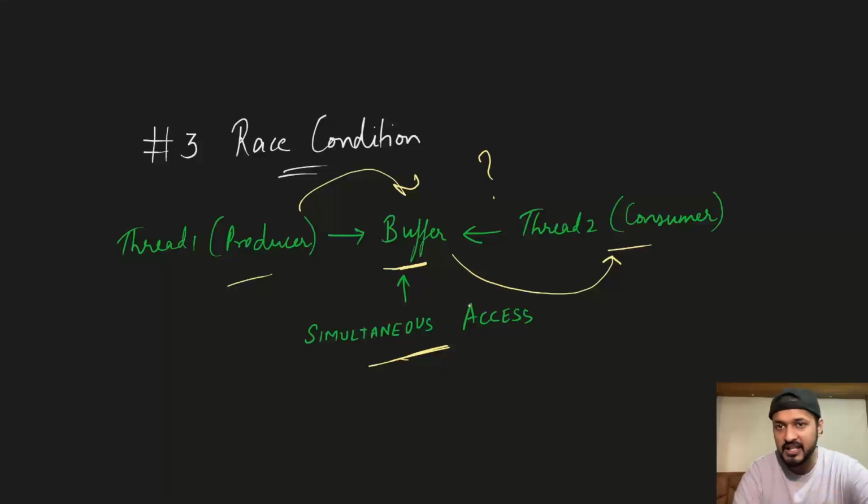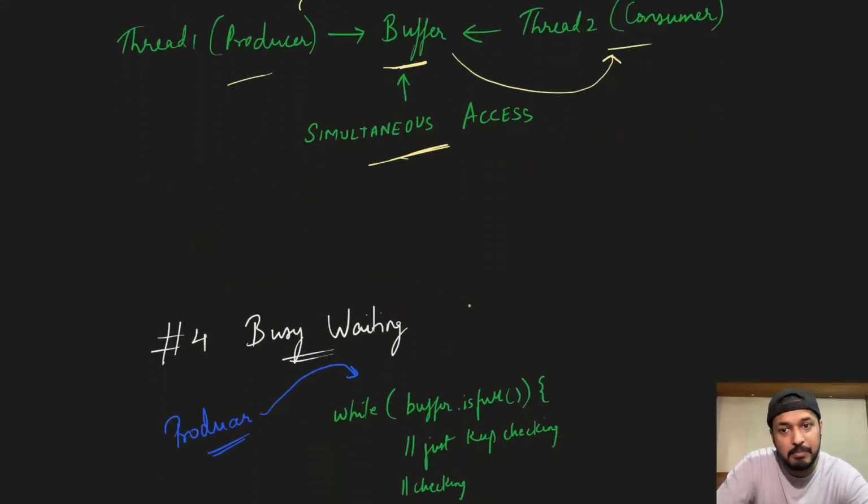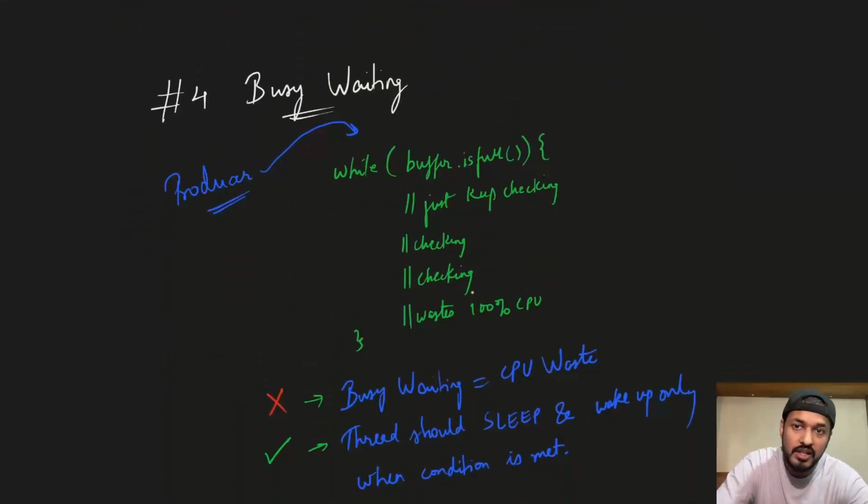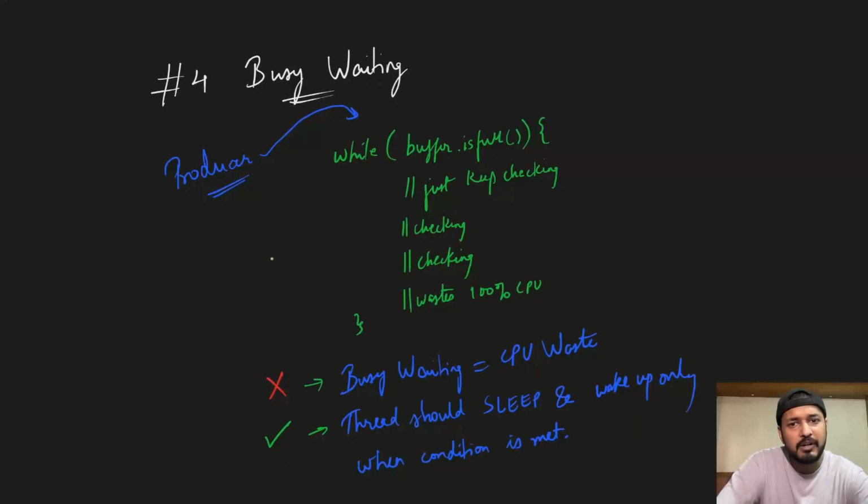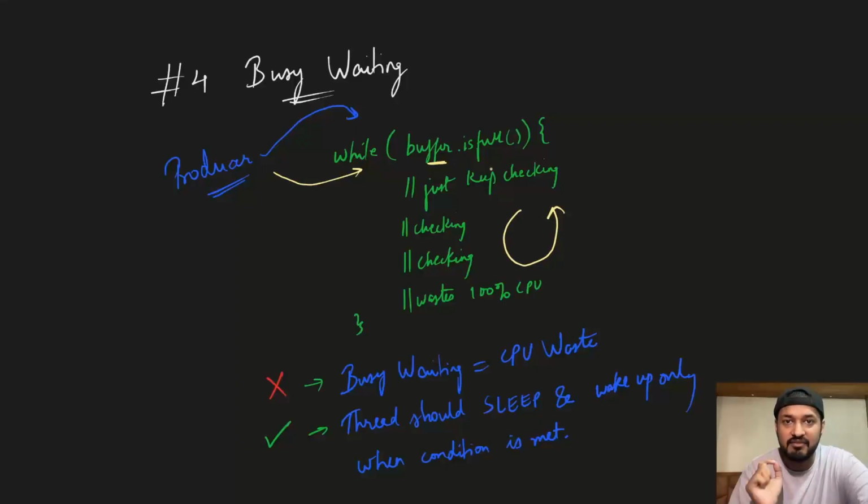The fourth edge case which we need to handle is the busy waiting problem. Now what is the busy waiting problem? When your buffer is full, the producer needs to check when the buffer has space so it can put an item inside the buffer. To check that, a naive solution would be, when the buffer is full, keep looping and checking until the space is available, right? This problem is called busy waiting. This basically wastes CPU cycles completely.